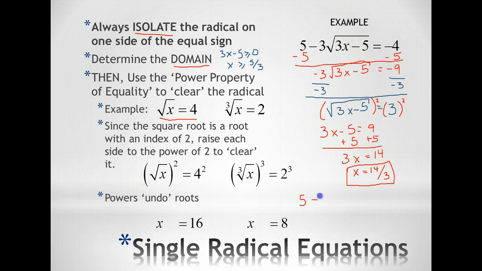So we're going to check it. 14/3 times 3 is 14. Does this equal -4? Well, 14 minus 5 is 9. Square root of 9 is 3. So I get 5 minus 9, which does indeed equal -4. Fantastic.